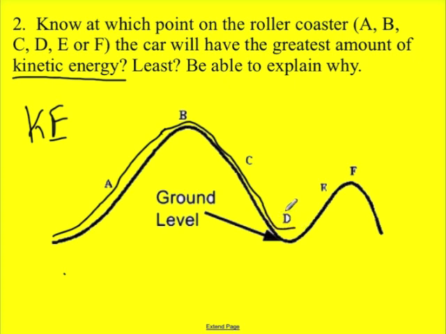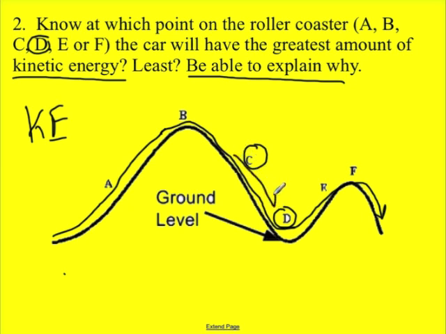So at point D, this is where you're going to have the greatest amount of kinetic energy. And as it goes up, it's going to start to drop again. And there's nothing on this side. So if I was answering this question, I would say D. Now, be able to explain why. This is where it would have the greatest amount of speed. Some people will sometimes say C, but it's still picking up speed as it's moving towards D. So D is where it's going to have the greatest amount of speed, and the greatest amount of kinetic energy.